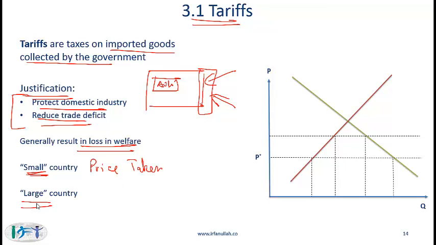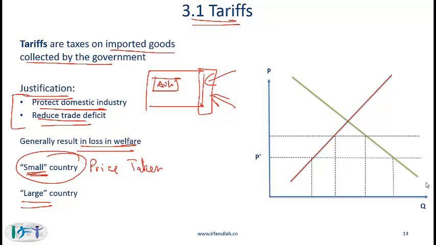A large country is one where the imports or the behavior of that particular country has a substantial impact on the price of the good that we are talking about. The United States, for example, will have a substantial impact on the prices of cars in the global market. If the United States were to impose tariffs on car imports, then that would impact the global auto industry. So we can say that the United States is not a price taker in this context. Most countries tend to be small, and that is the scenario that we will first talk about.